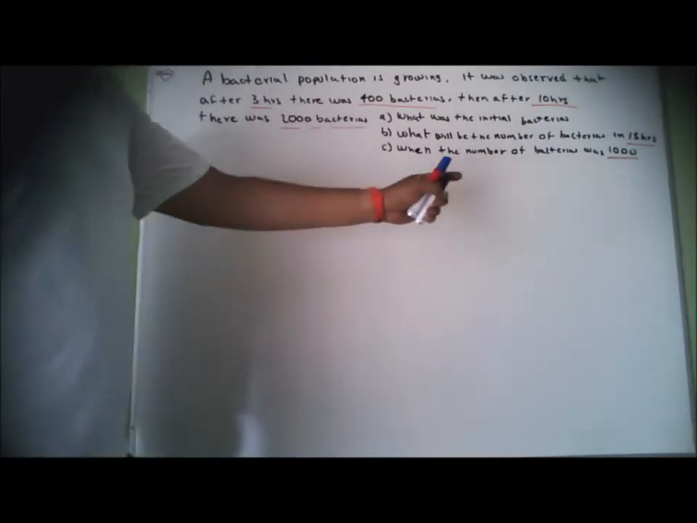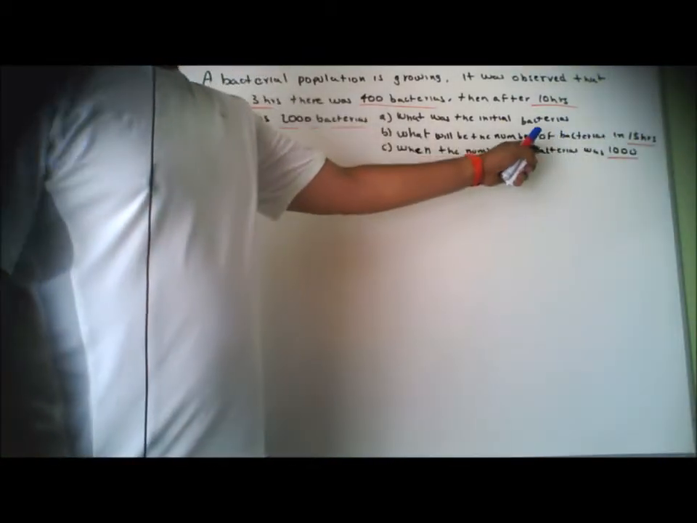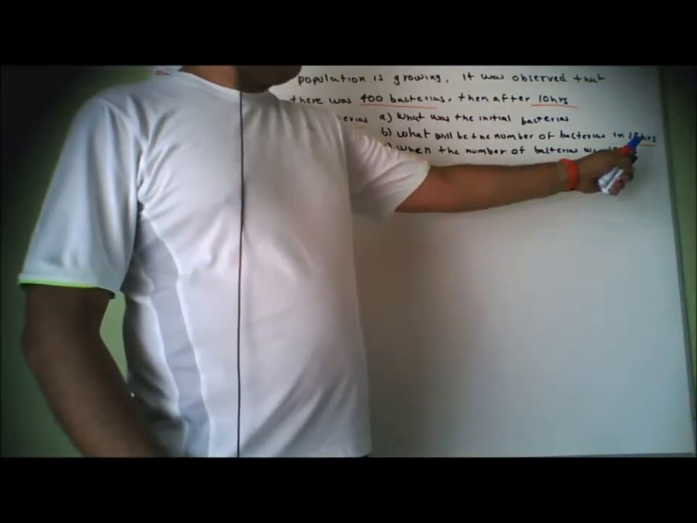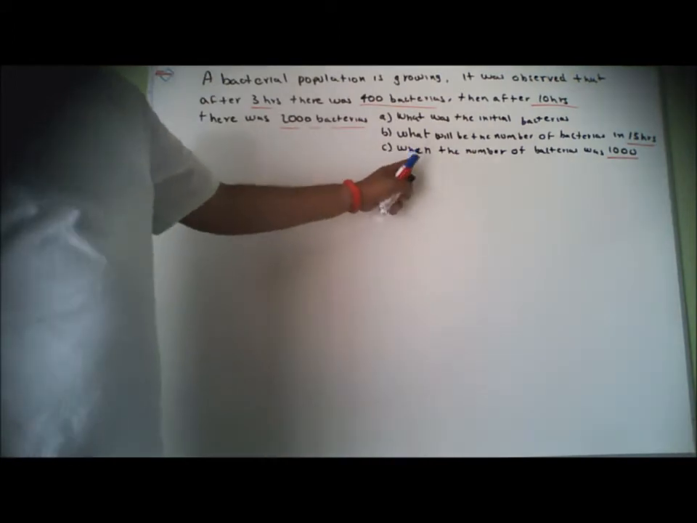If the initial bacteria were given, it would mean t equal to 0. Inciso B is asking what will be the number of bacteria in 15 hours. Inciso C is asking when the number of bacteria was 1000. Something you can see in B and C is that in B they give you the time and ask for the number of bacteria, while inciso C gives you the number of bacteria and asks for the time, with the question when.